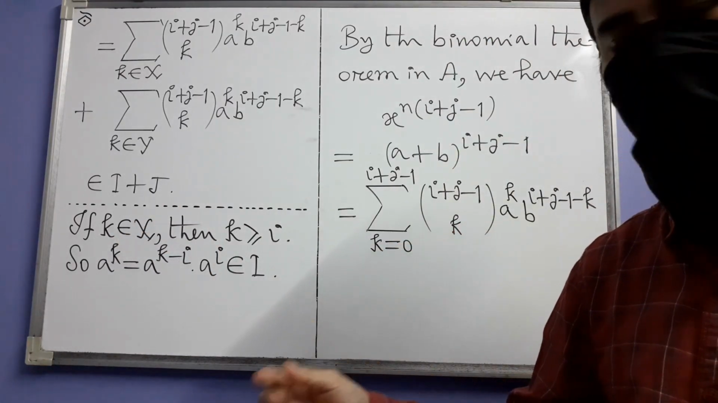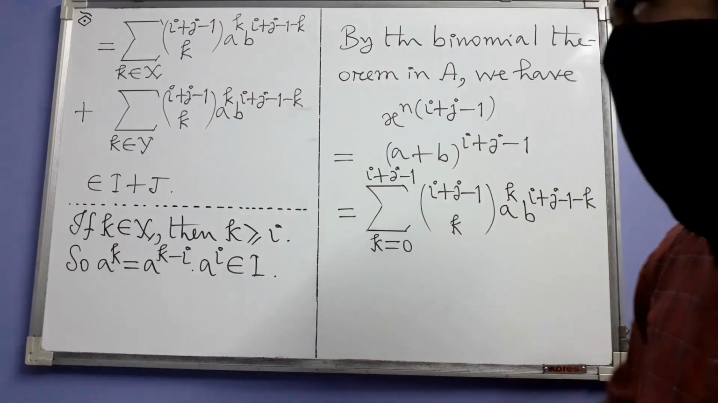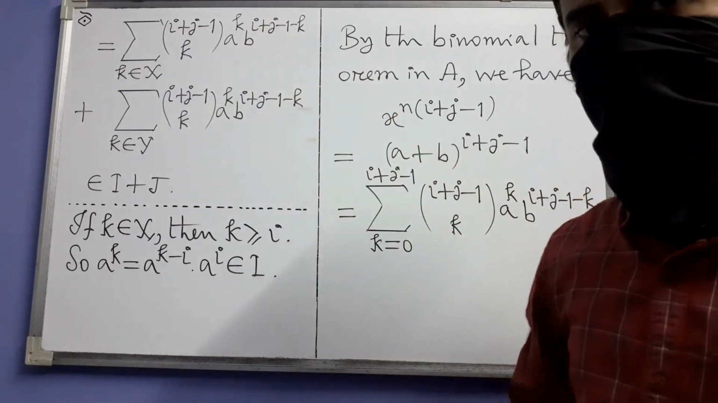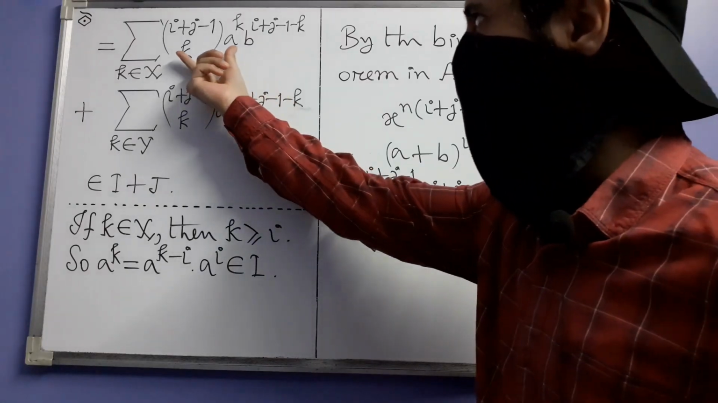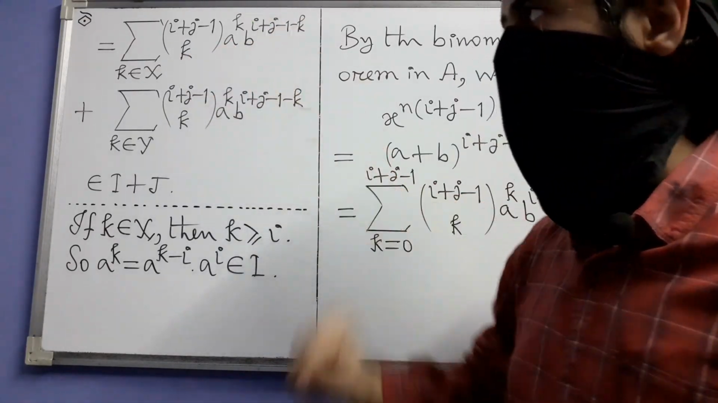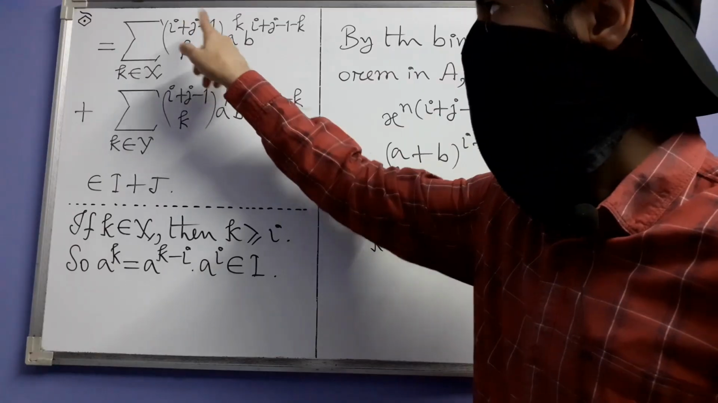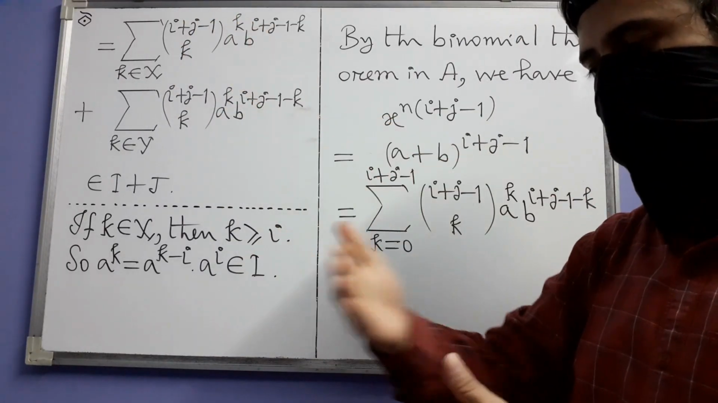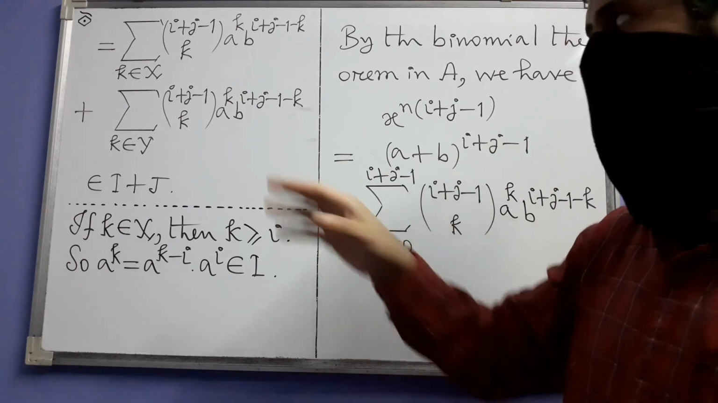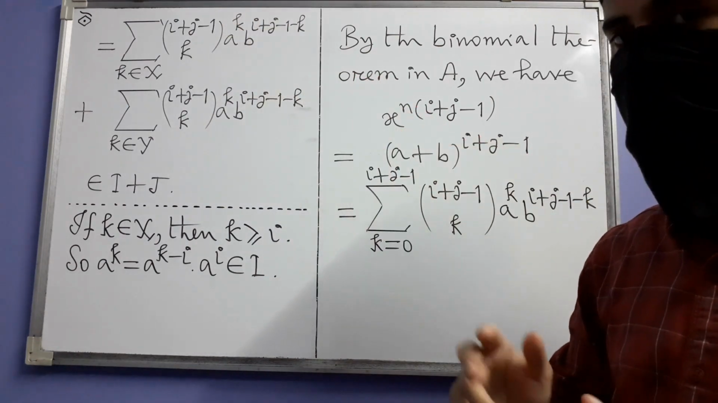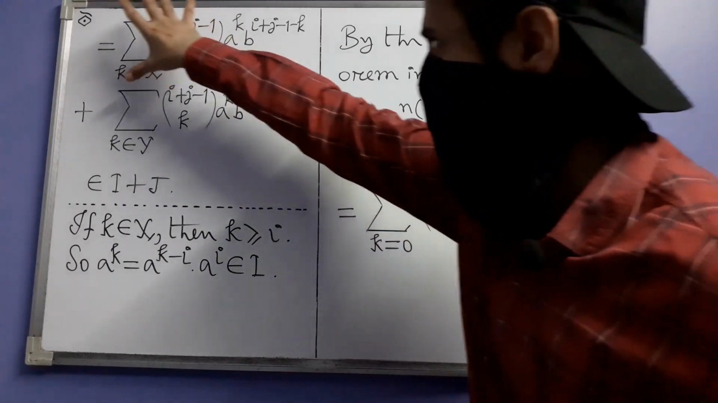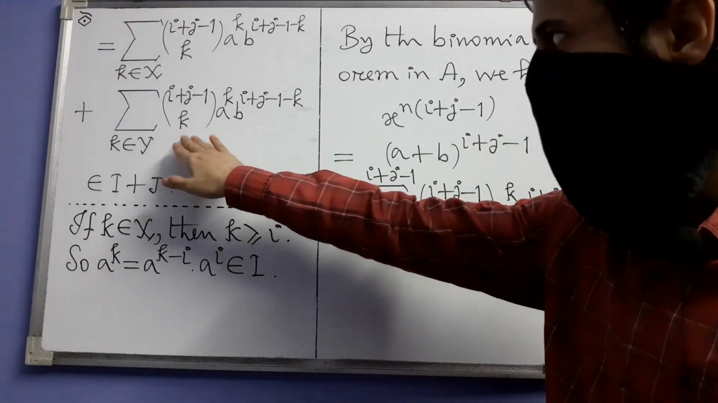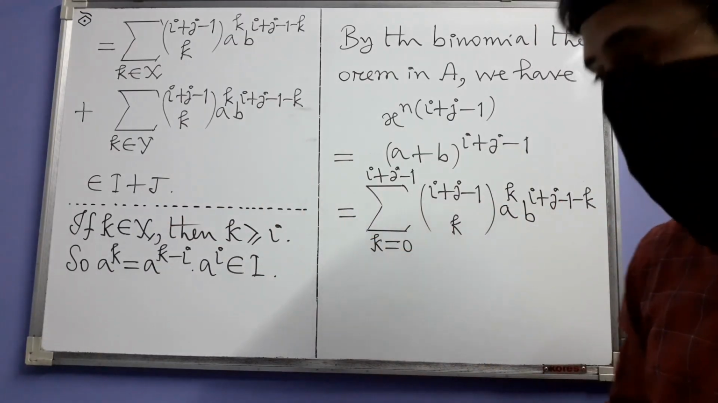For any k in X, this power of a belongs to I. So if you multiply that by this power of b, that will also be in I. Add any number of such products, which is what this coefficient tells us to do. This will be some integer, so that many times we have to add this. That will again be in I, and that is why this sum is in I. But how is this second sum in J? Let's see that next.